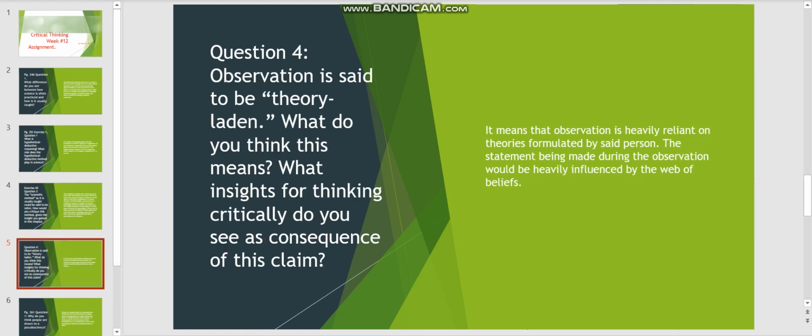Slide 5, question 4. Observations are said to be theory-laden. What do you think this means? What insights for thinking critically do you see as a consequence of this claim? It means that observations are heavily reliant on theories formulated by the person. The statements made during the observation would be heavily influenced by their web of beliefs.